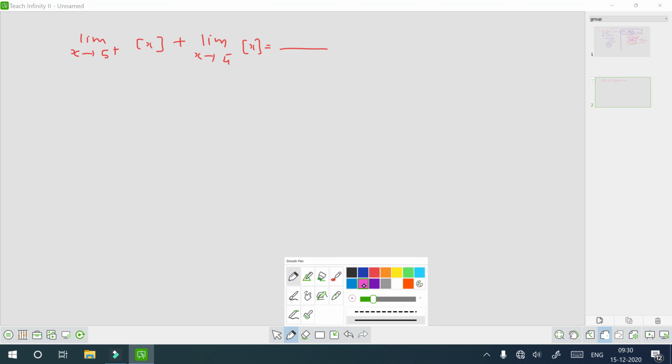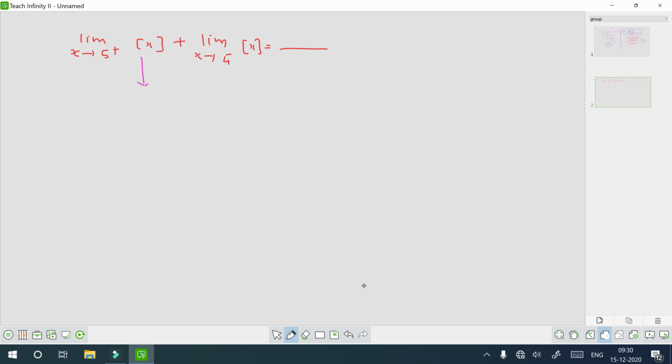Next one, limit x tends to 5 plus of integer part function x, limit x tends to 4 minus of integer part function x is equal to what? That we want to answer. See here. Here x greater than 5. Clear? So can I write 5 less than x less than what we have to write? 6. So this implies what is integer part?